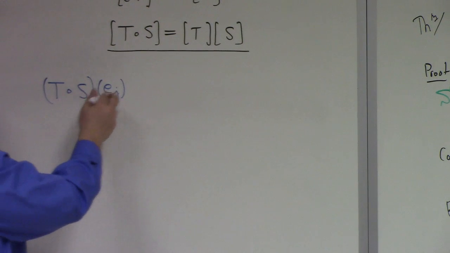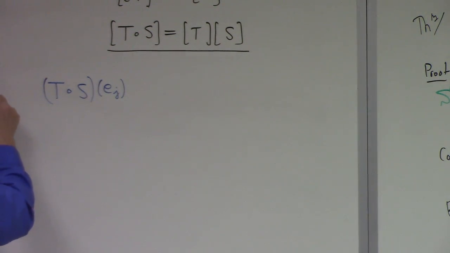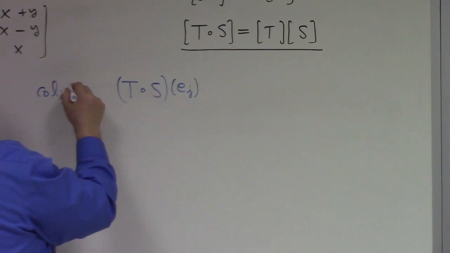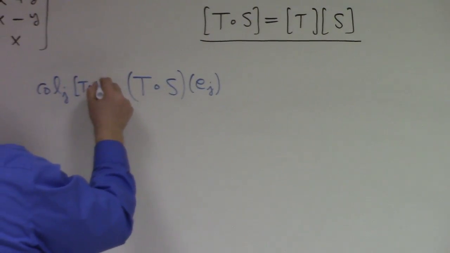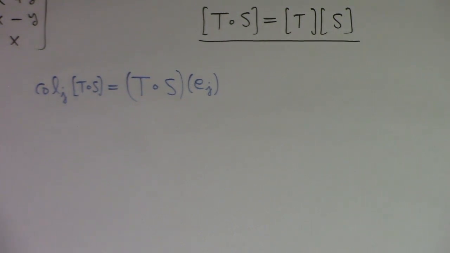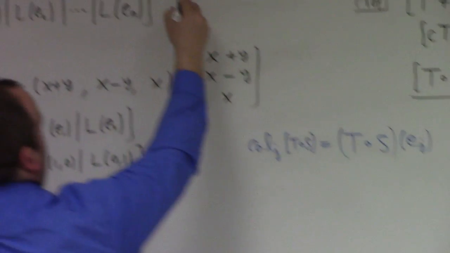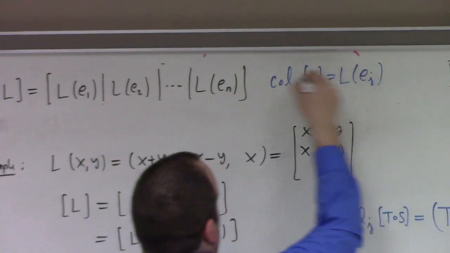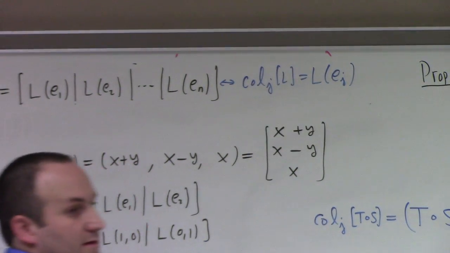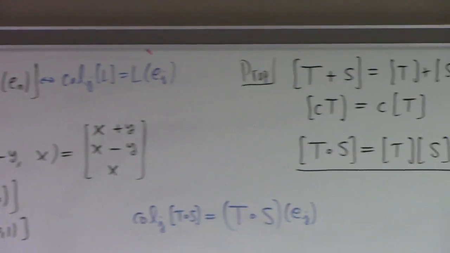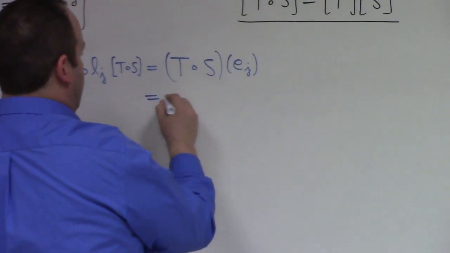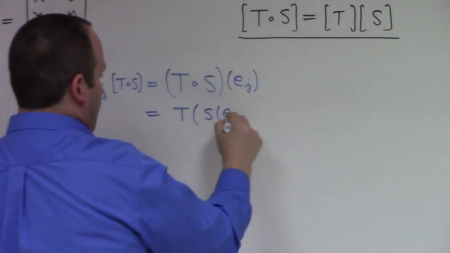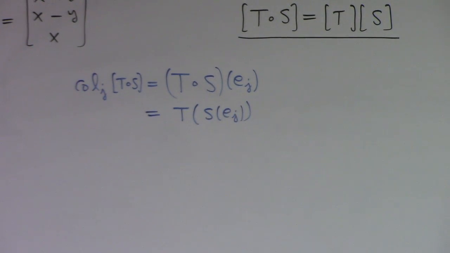Now that would be what? This is column j of the composite's standard matrix, right? If you condense this down, what that says is that the jth column of the standard matrix is L of e_j. That's the same thing, just written concisely. So then what? That is nothing more than T of S of e_j, by the definition of composite. Okay, so what's S of e_j?